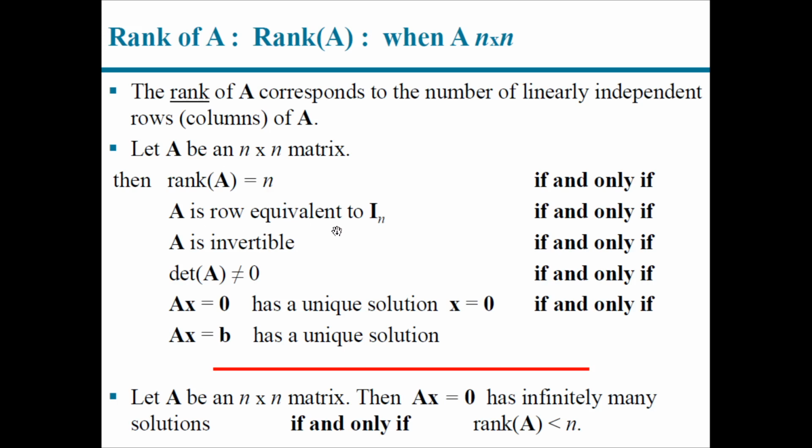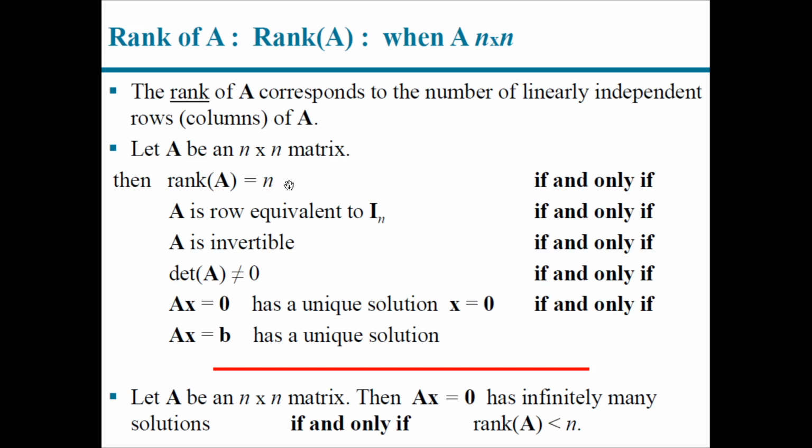When rank is n, that means that I have n linearly independent rows and n linearly independent columns. But this is equivalent also to saying that the reduced echelon form of matrix A is actually the identity. When that happens, we remember from equivalent statements, that means that A is invertible, which means the determinant is different from 0, which means Ax equals 0 has a unique solution x equals 0, which means that Ax equals b has also a unique solution. So all these here, we already know them. Those are equivalent statements. The only new thing is that we now have rank. Rank is the number of linearly independent rows and linearly independent columns.